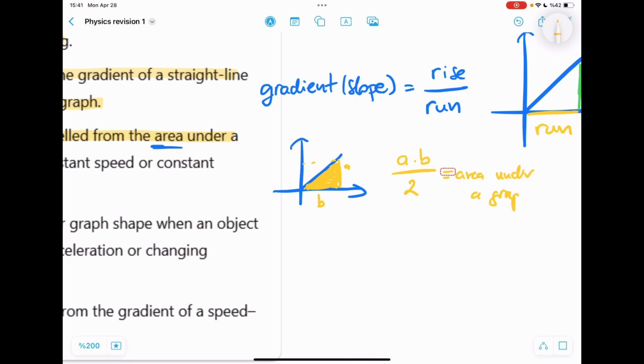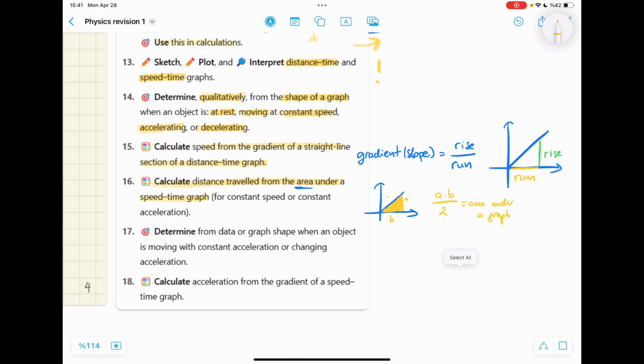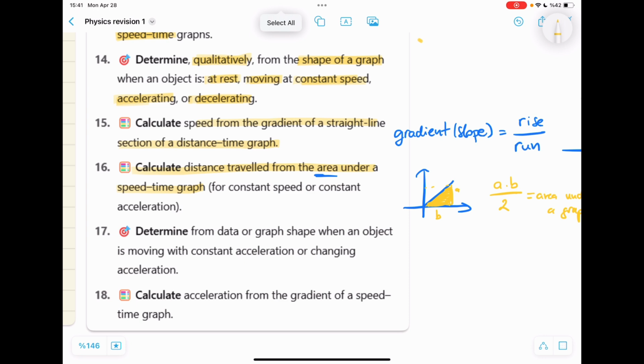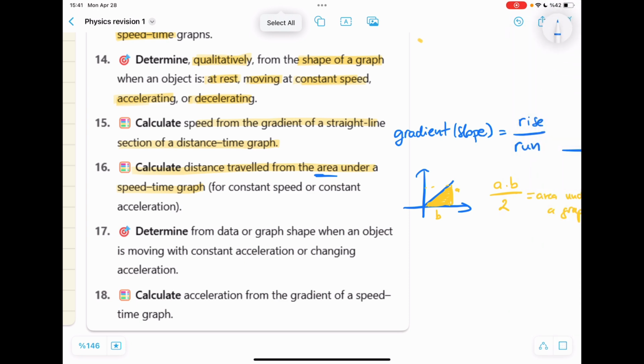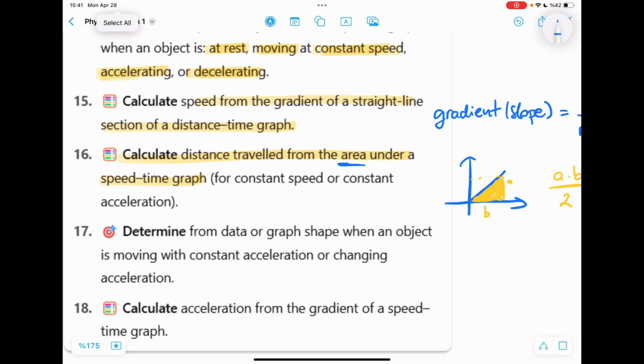Of course, you need to be careful. It can be something different. It can be straight, it can be a straight line, it can be something resembling not a triangle. So you need to be careful with this.